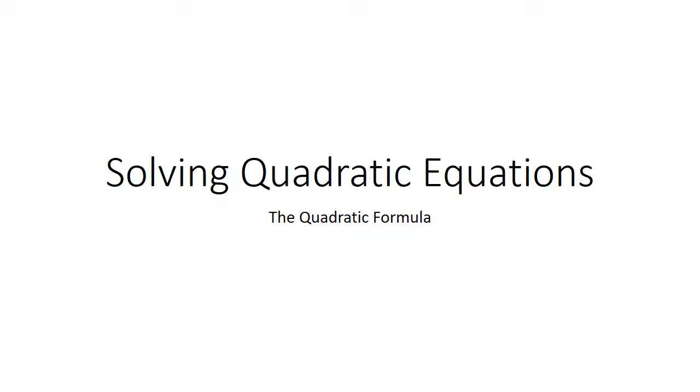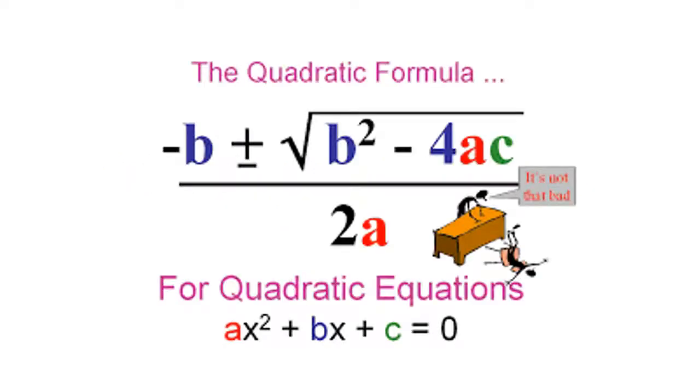Now another method that will solve any quadratic equation is called the quadratic formula. It was derived from the steps we use in completing the square. Here is the quadratic formula: negative b plus or minus, that yields the two solutions, square root b squared minus 4ac, all divided by 2a.